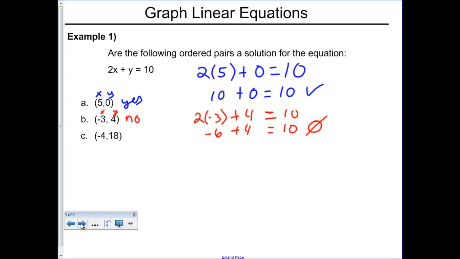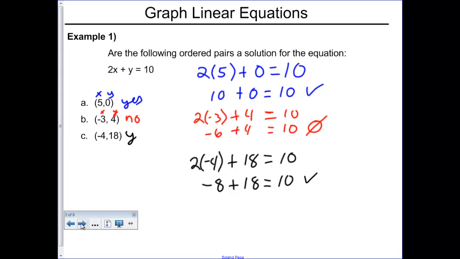And the last one, we're going to substitute a negative 4 in for x and an 18 in for y. And check to see that that equals 10. Well, this is negative 8 plus 18. And negative 8 plus 18 does equal 10. So this one checks out also. So this is a yes. So in order to determine if ordered pairs are a solution, you have to substitute x and y in and see if the equation is still true.